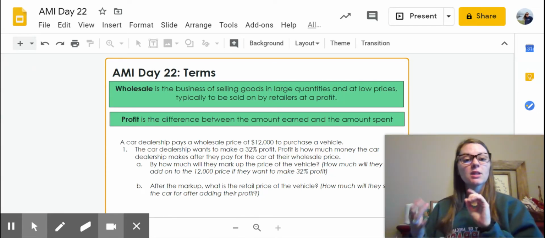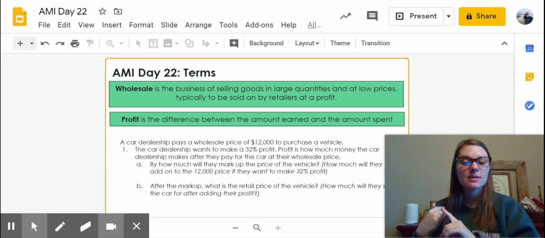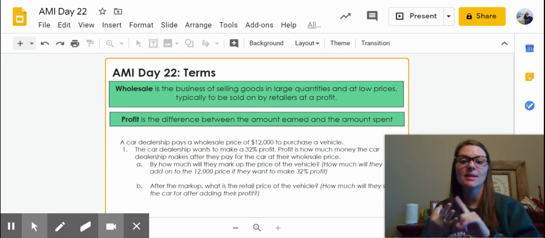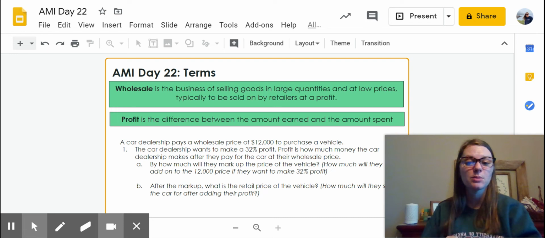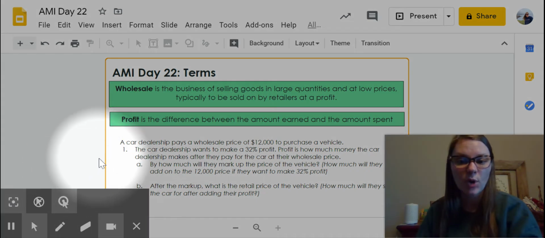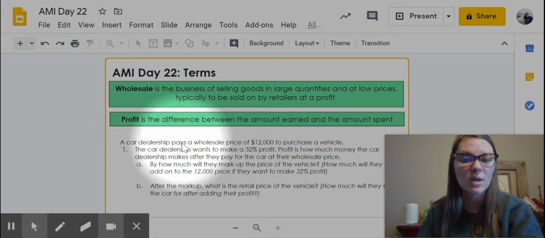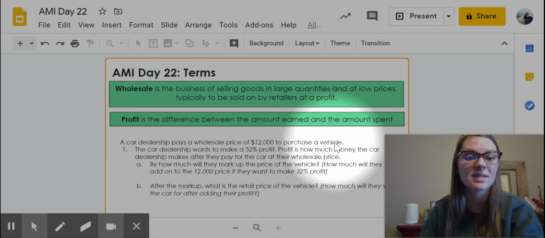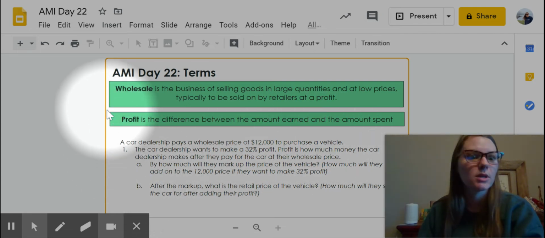Today we are going to look at the problem that's in your AMI packet, talk about some terms, and then we're going to do an example that's very similar to the problem you'll be doing today. So, in your AMI packet, today's problem says a car dealership pays a wholesale price of $12,000 to purchase a vehicle. You might be wondering, what is wholesale?